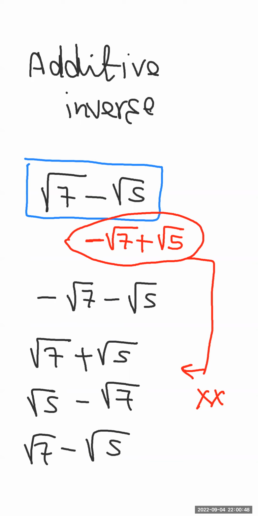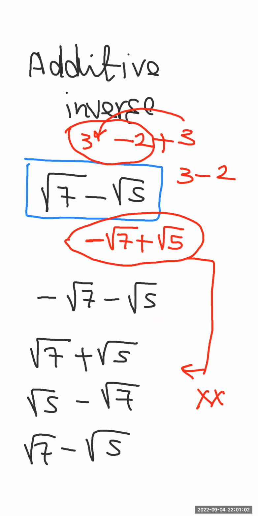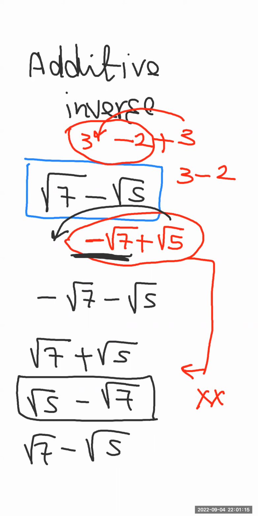Here, as I said before, negative 2 plus 3 means 3 minus 2. Am I correct? I just shifted this number here, so it becomes 3 minus 2. Correct, guys? Correct. So I'm going to do the same here. Shift this one to the beginning, so it will become the square root of 5 minus the square root of 7. That's a choice. Okay? Now it becomes clear, guys, or not yet? No, it's clear. Okay, great.